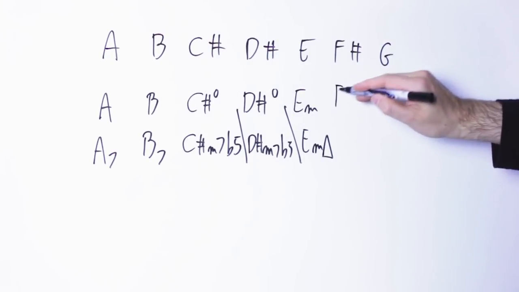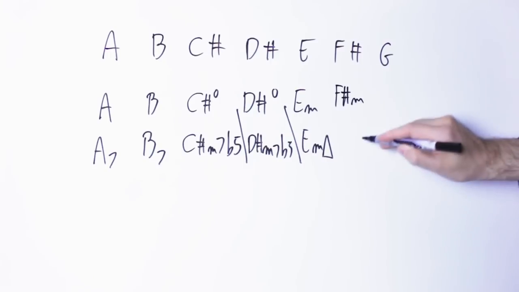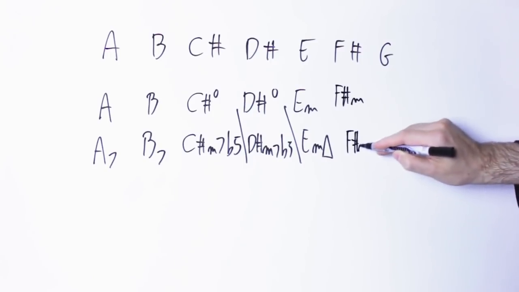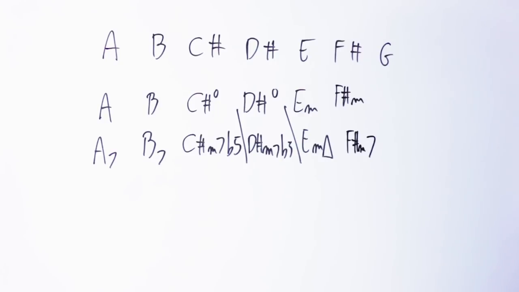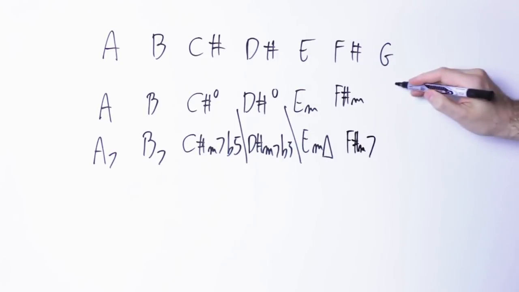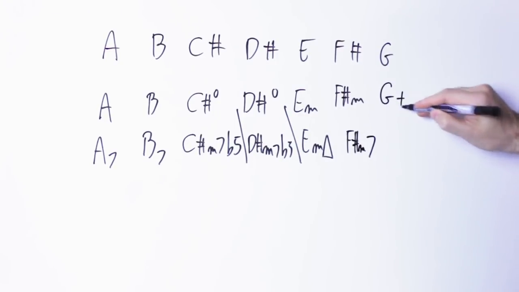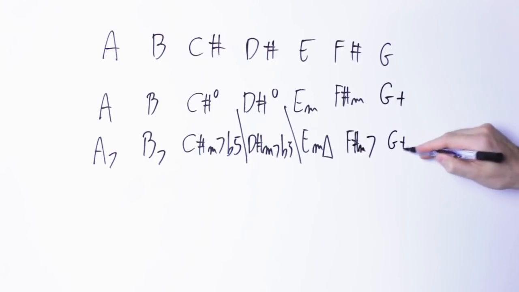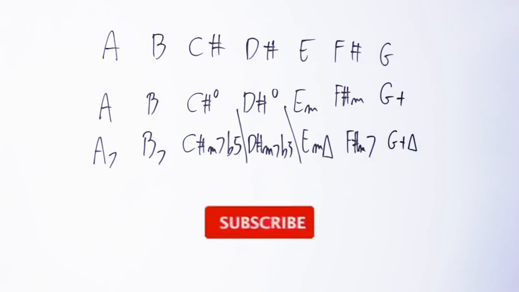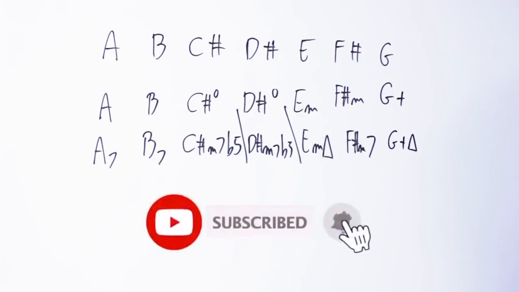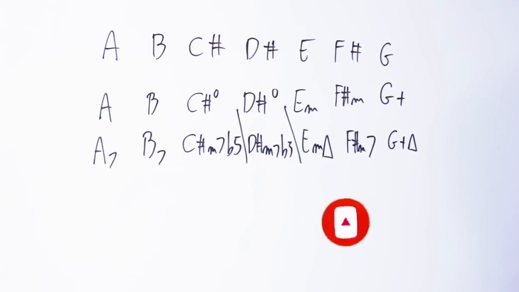On the F sharp note, I have an F sharp minor triad, F sharp, A, C sharp, or an F sharp minor 7th if I include the 7th, that is E. And finally, on the G note, I have a G augmented triad, G, B, D sharp, or I can have a G augmented with a major 7 if I include the 7th, which is F sharp.